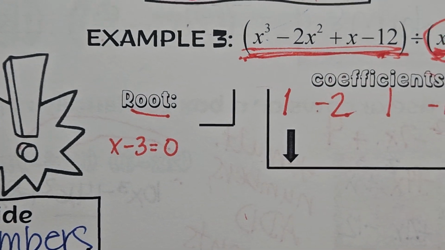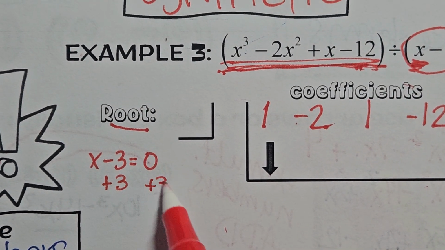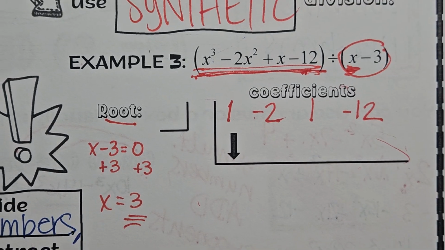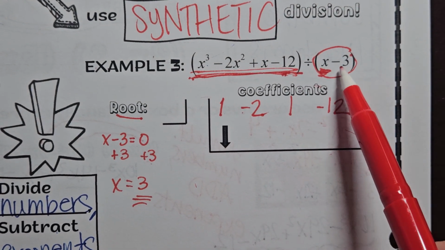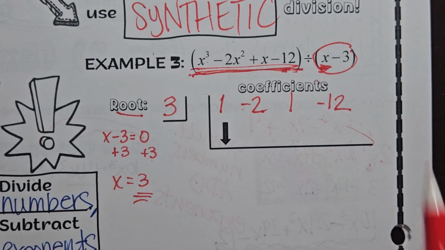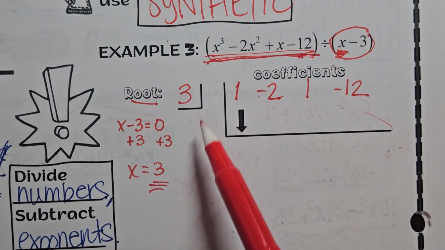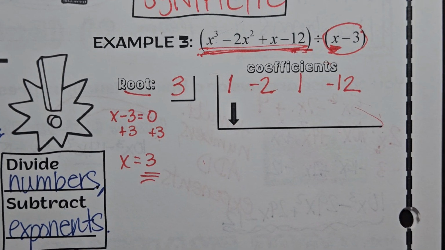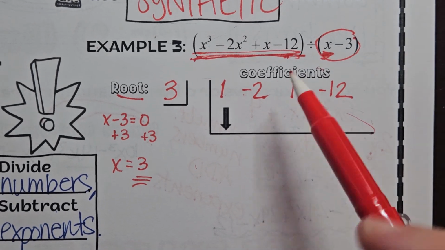So in this case, x minus 3 equals 0, we would just add 3 to both sides and x equals 3. All right, you may notice that that is just the opposite sign of what 3 has in the factor. You can also use that as a shortcut. You're just going to take the opposite of what's in the factor and put that up here as your root. Okay, so basically now what we need to do is divide all of the coefficients by this root.